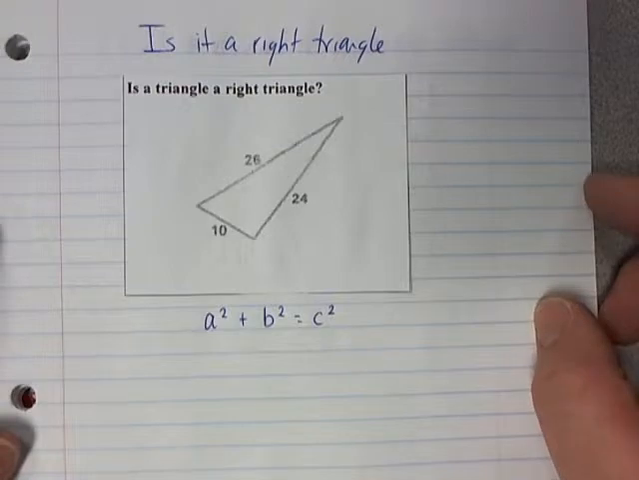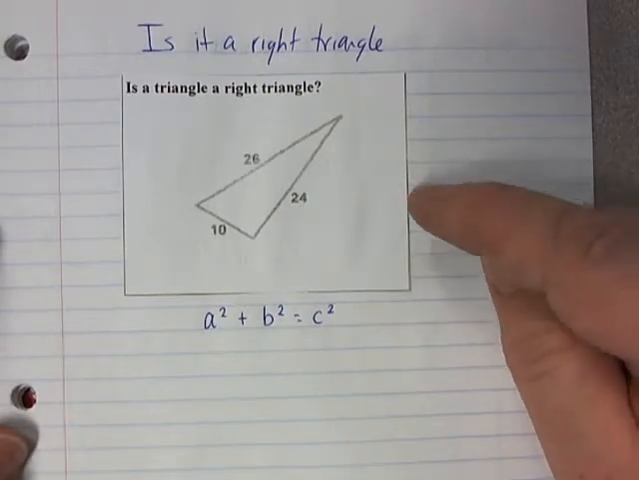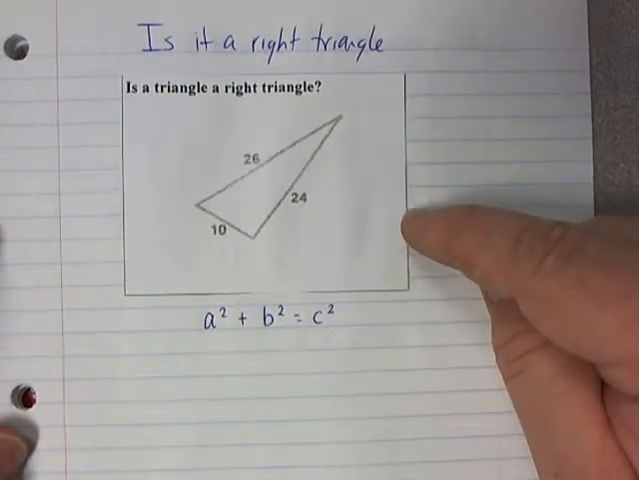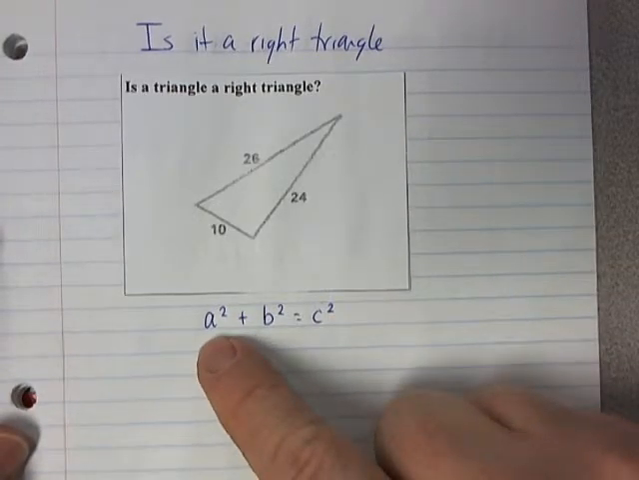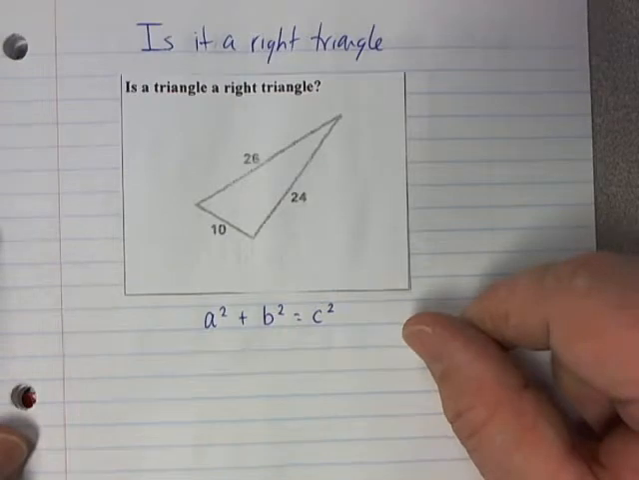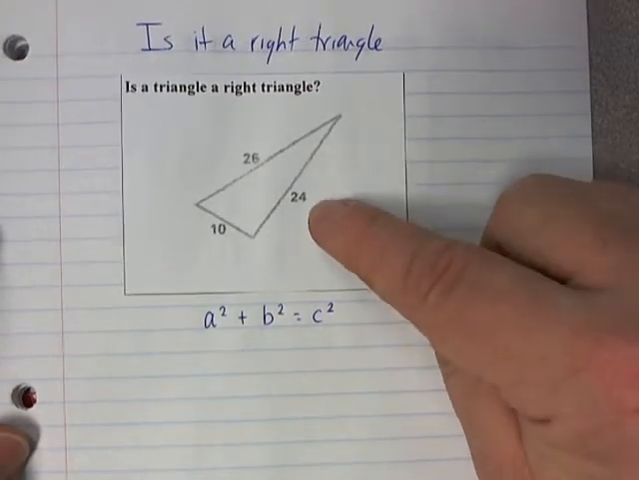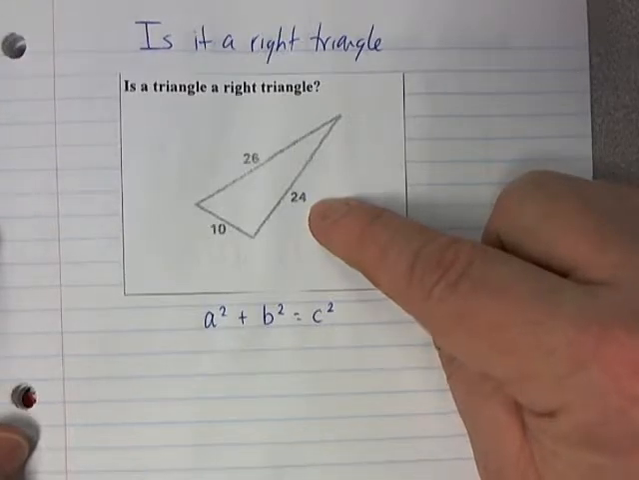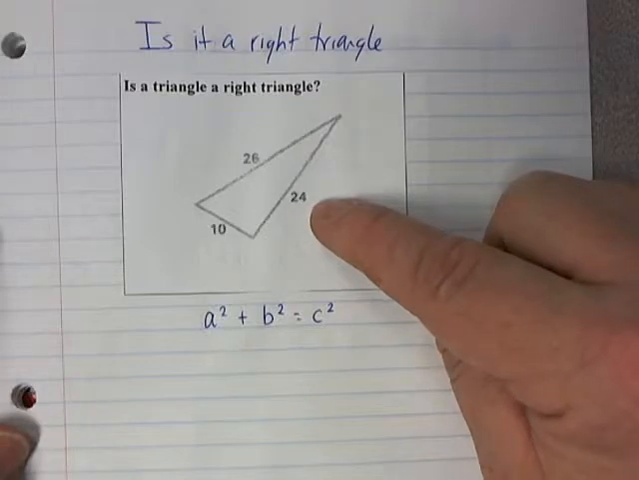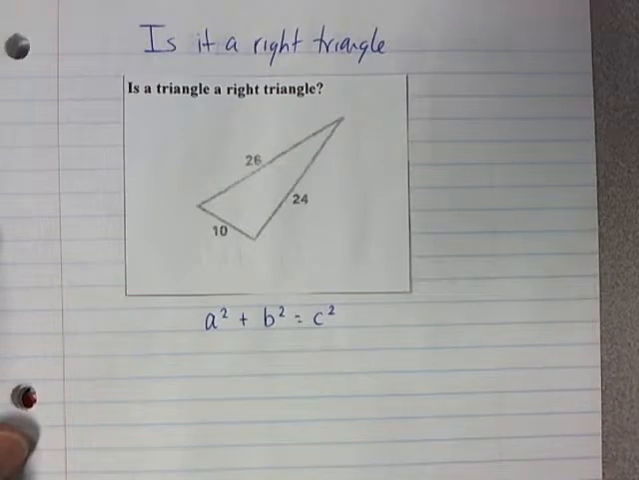Turn to the next page, title it, Is It a Right Triangle? Notice that there's no right angle in this picture. So cut out the picture, glue it to this page. Underneath it, write the Pythagorean theorem formula, a squared plus b squared equals c squared. And we're going to use these measurements to determine if this is a right triangle. We can't assume that it is or it isn't. We need to plug these numbers into the Pythagorean theorem. Go ahead and glue now.